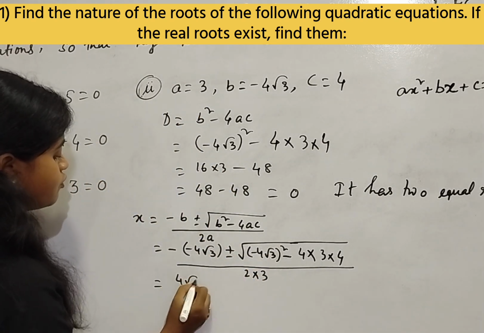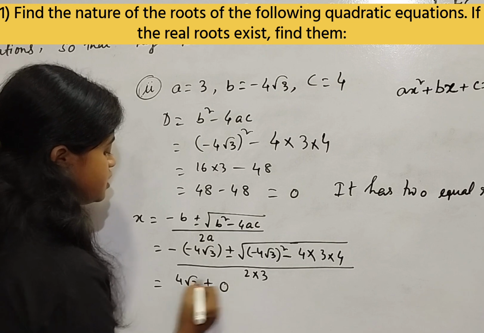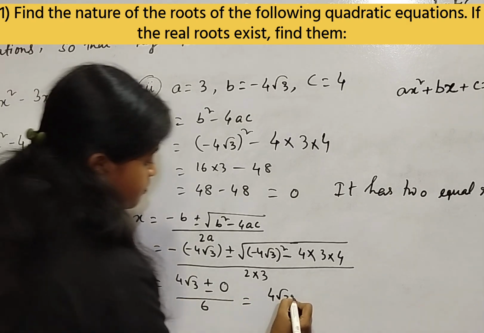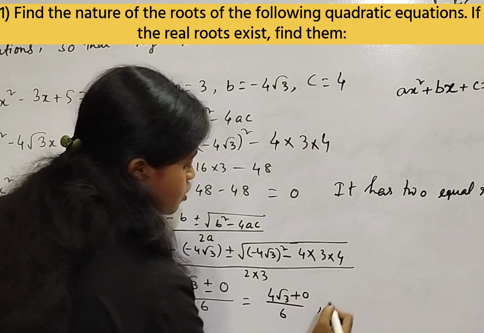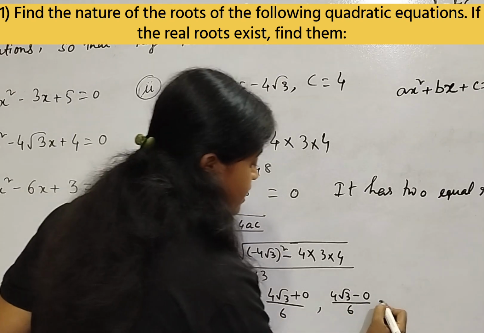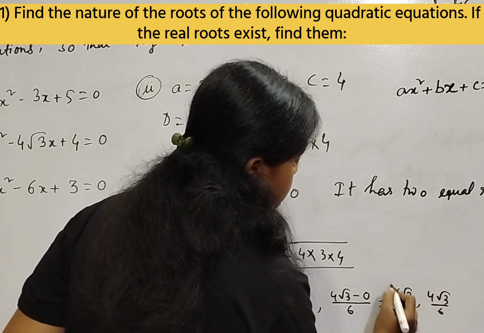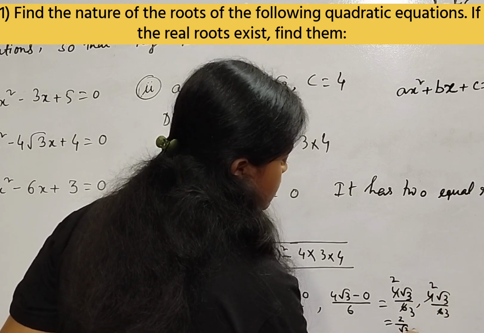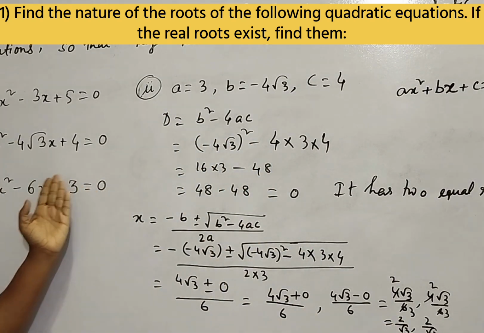So minus minus becomes plus 4 root 3 plus minus, and you can directly put the value 0 for the root, since the discriminant is 0, and 2 into 3 is 6. So we can write 4 root 3 plus 0 by 6, comma, 4 root 3 minus 0 by 6. So there is 4 root 3 by 6 and 4 root 3 by 6. If I cancel, we get 2 by 3, and if I rationalize this, we get 2 by root 3 and 2 by root 3. So 2 by root 3 and 2 by root 3 are the two roots of this second quadratic equation.